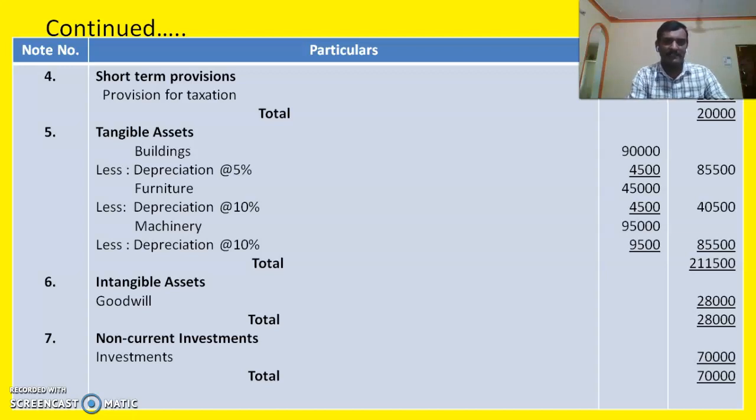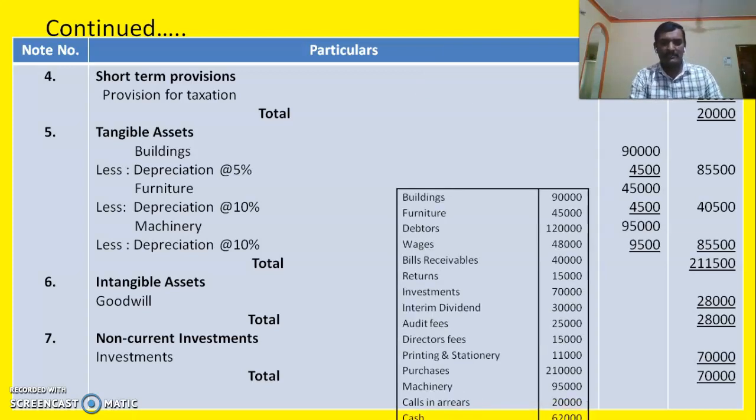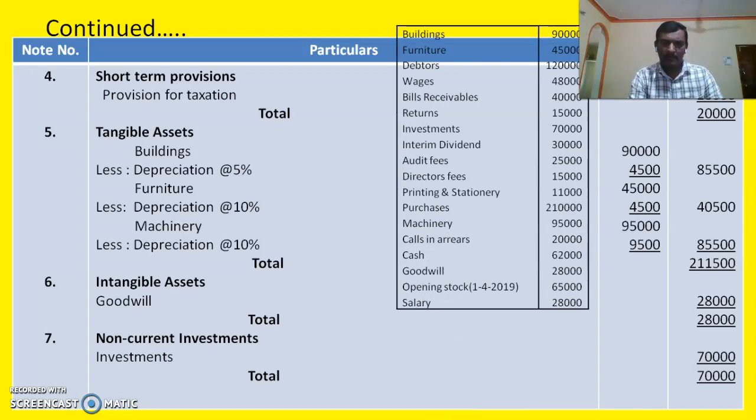Then tangible assets, we have just depreciated the assets in the statement of profit and loss notes, and as per that we have to subtract those depreciations from the respective assets. Then we will get the total tangible assets. For intangible assets, only one item is given in the trial balance, that is goodwill. That goodwill amount is to be taken. Then next is non-current investment. About non-current investment, it was given in the trial balance as investment, that is to be adjusted here.